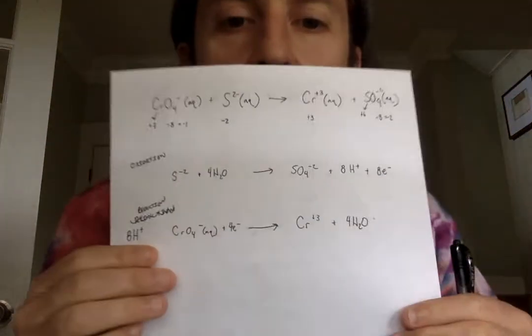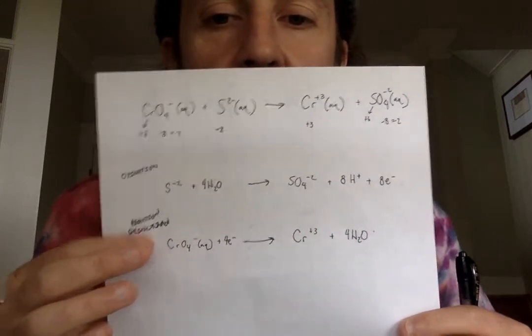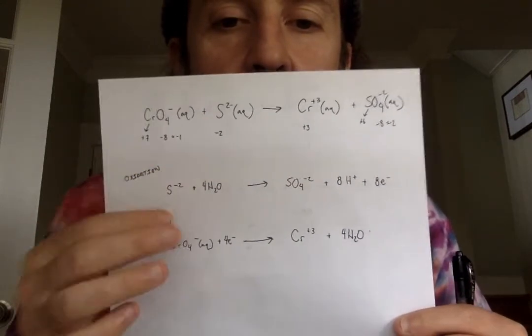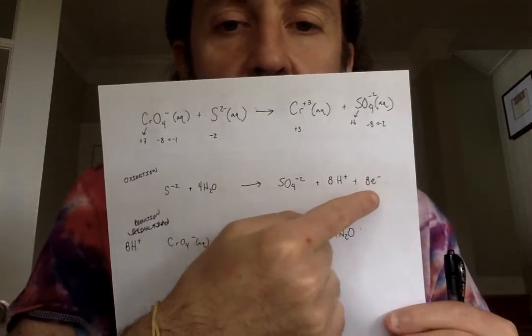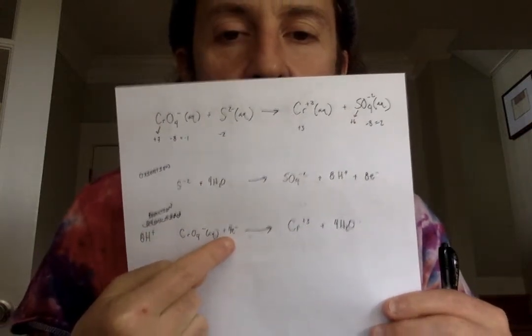So, I've got an oxidation step and a reduction step. This is balanced and this is balanced. My only problem is I've got 8 electrons in the oxidation and only 4 in the reduction. So I'm just going to double my reduction step real quick here.